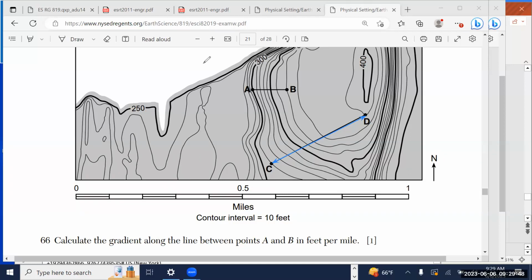So the first point of C is 310. How do I know that? Because this black bold line is 300 and each line goes up by 10. So that's 310 here. So 310, 320, 330, 340, 350, 360, 370, and then there's 380, there's a big gap, and 390.